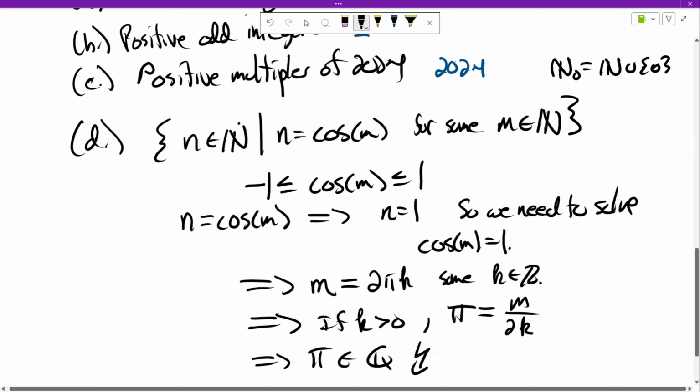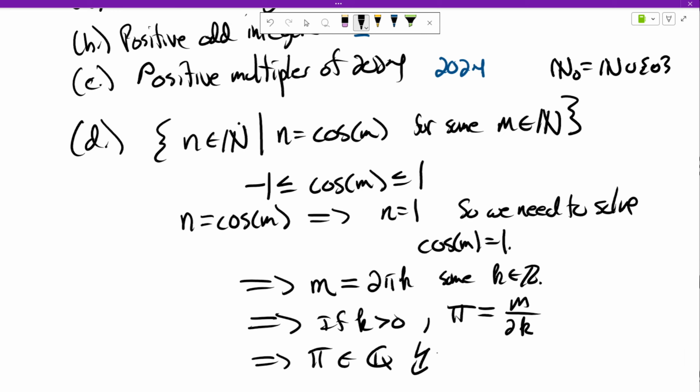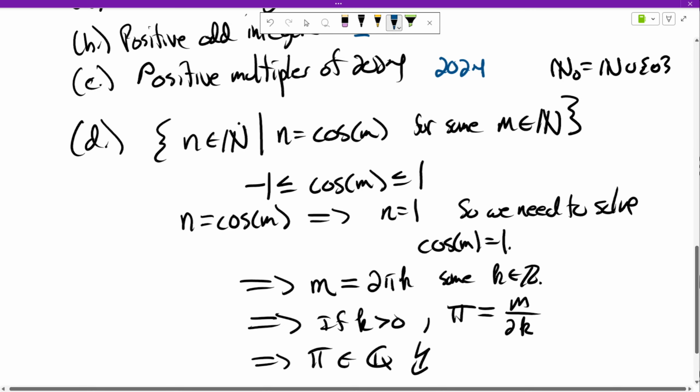In fact, furthermore, pi is what's called a transcendental number, which makes it sort of even more irrational than irrational numbers, although that sentence doesn't exactly make sense. So this tells us that there's no way to write m as 2 pi k, where k is positive, because then pi would be rational, and of course, maybe I should do my lightning bolt in blue instead to indicate contradiction.